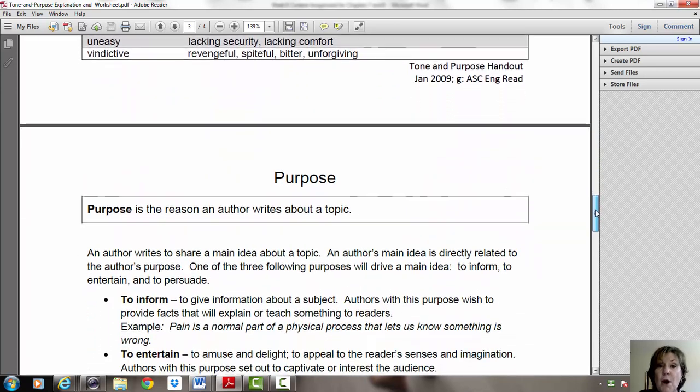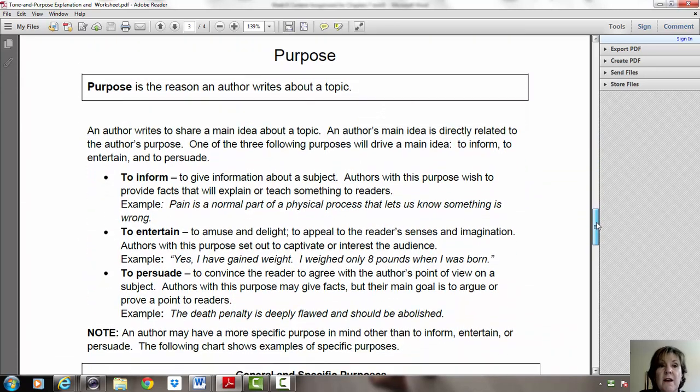Now let's move on to purpose, the author's purpose. The purpose is the reason an author writes about a topic. Why is he writing about this topic? What is his purpose in writing about this topic? He wants to share a main idea. An author's main idea is directly related to his purpose. So if you can pick out the main idea, which by now I hope you can be very successful at doing, then you can determine what the author's purpose is in writing a selection.